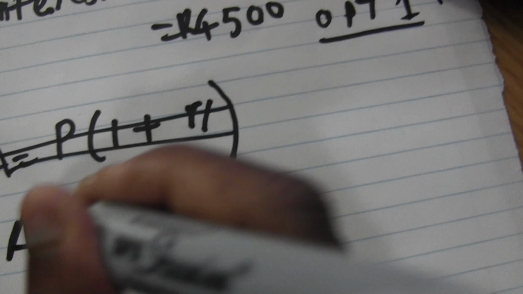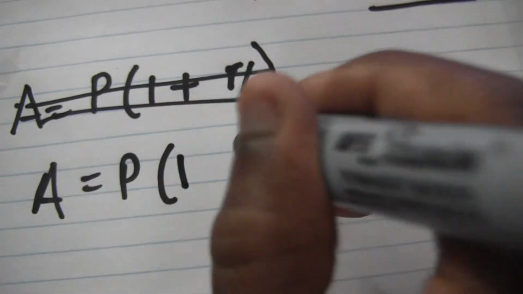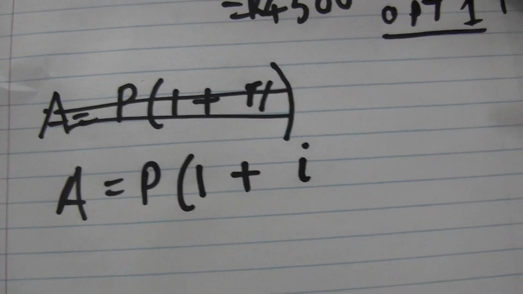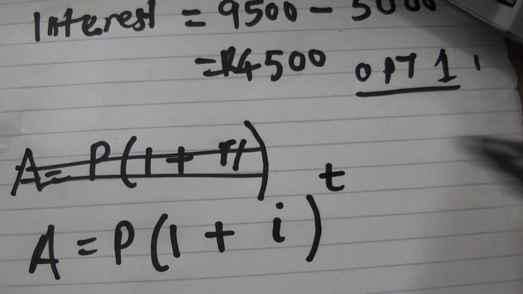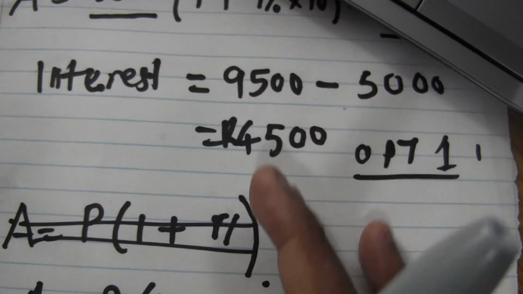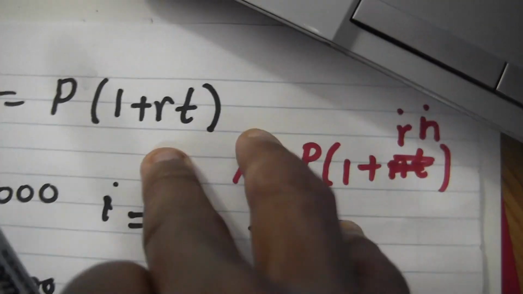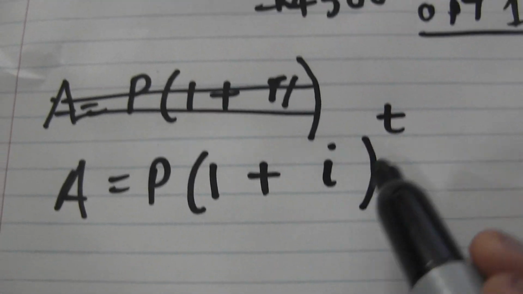Okay, so the amount accumulated equals the principal, meaning the amount you invest or you start your business with, times 1 plus our interest rate. You can use I or R or whatever you want. And then make sure you raise it to the power of time. The time must be outside, but for simple interest, the time was in. For compound interest, time must be outside.